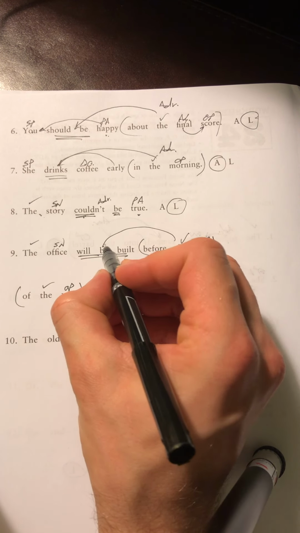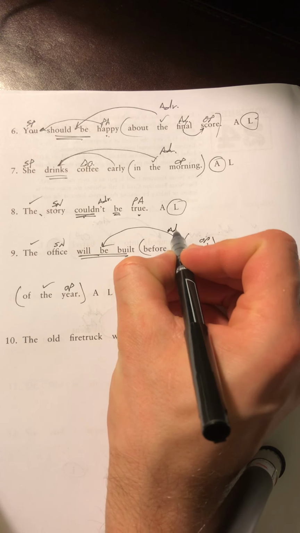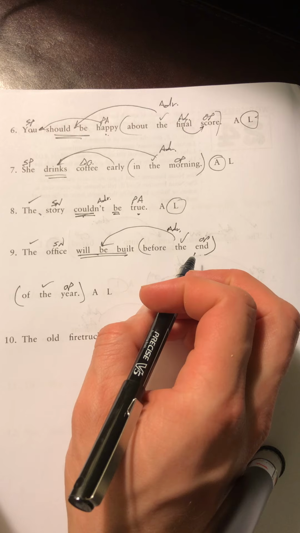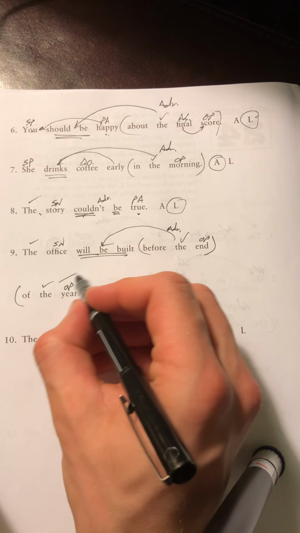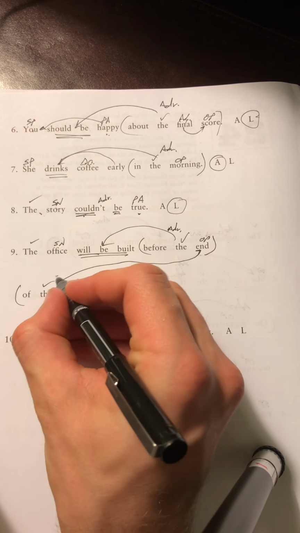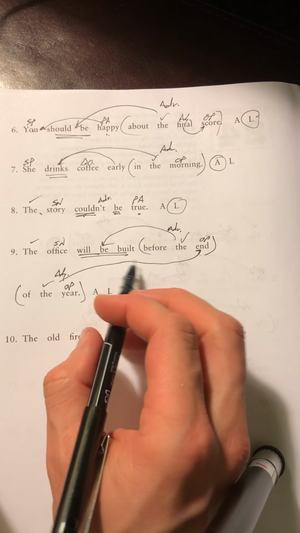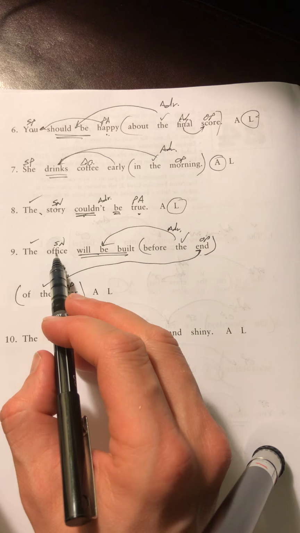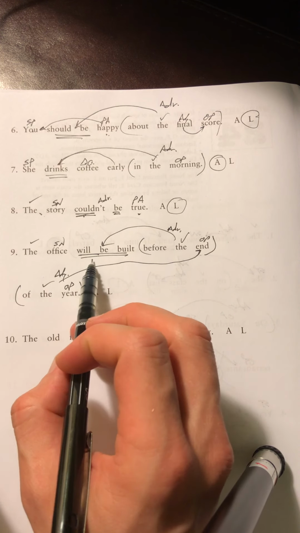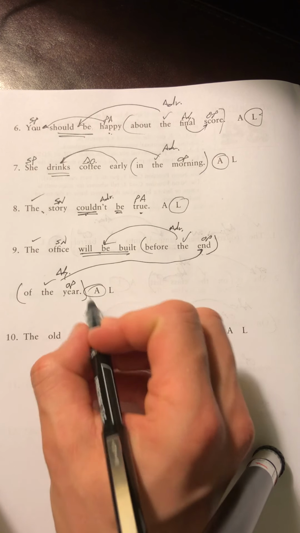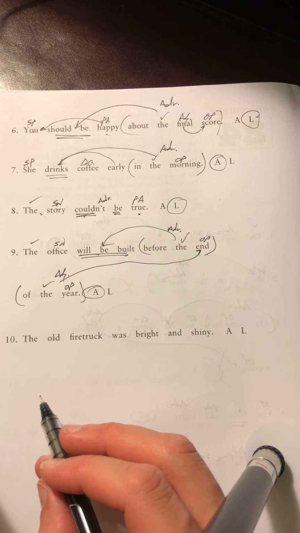So when will it be built? Adverbial right there. But what kind of end is this? Before the end? Before the end of the world? No, of course not. Before the end of the year. So it's modifying what particular kind of end we're talking about. Therefore, it's adjectival. The verb then, see, it's not just connecting the subject to some predicate idea. This verb is an action that's happening to this office. So that is an action verb.